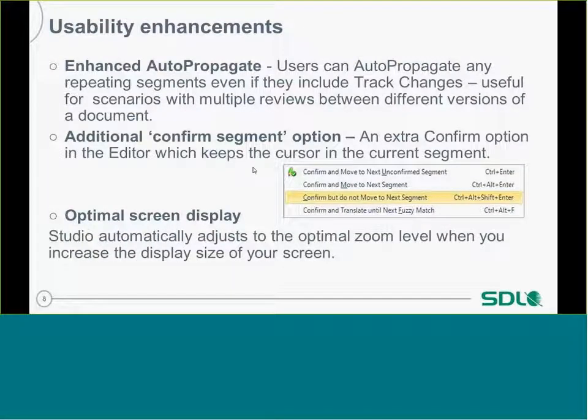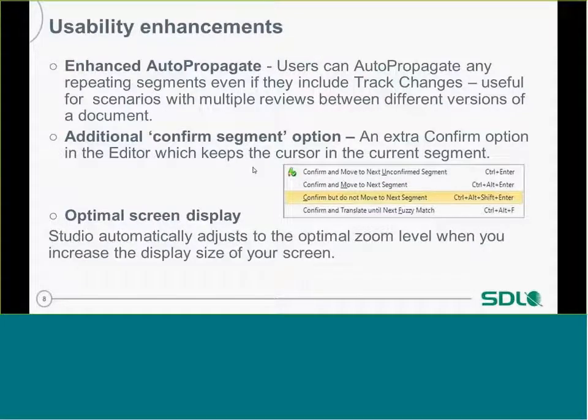Usability enhancement. So an enhanced Auto Propagate can now auto propagate repeating segments. Propagation basically means that once you've translated a segment, if that segment or sentence is repeated inside a document, Studio will automatically populate the translation. So what we have done is extended it to include also segments with track changes on. So it's quite useful if you're dealing with files where there are multiple reviews, different versions, and so on, and you have the track changes on, and you can still auto propagate.